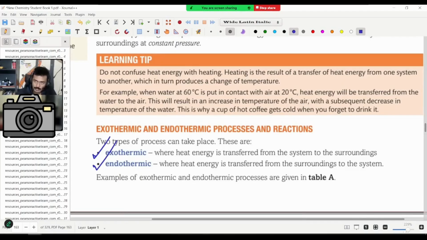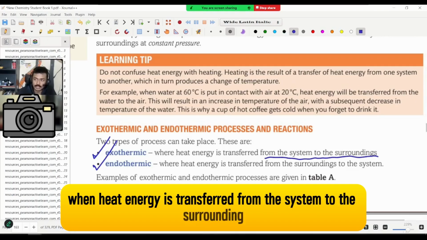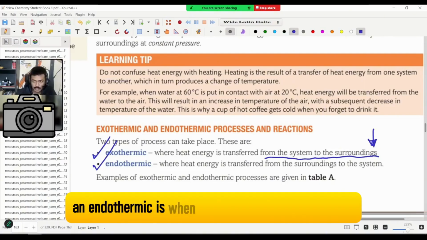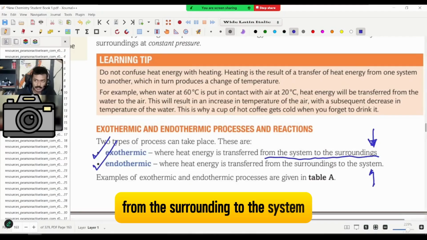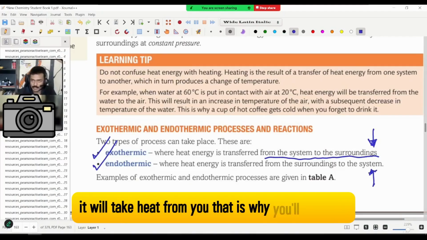endothermic reaction. When heat energy is transferred from the system to the surrounding, as you are part of the surrounding, you will feel the heat. And endothermic is when the heat energy is transferred from the surrounding to the system. As you are surrounding, it will take heat from you. That is why you'll feel cold.